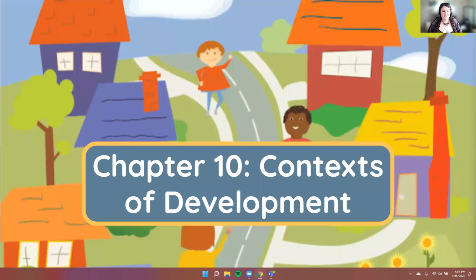All right, folks, welcome to Chapter 10, Context of Development. So today we're not going to look at a particular age group or period of development or even a domain, but we're going to look at the context of development for children in general. So what contexts are they growing up in terms of family, childcare, and media, etc.? And how do the variations in these contexts affect their development?